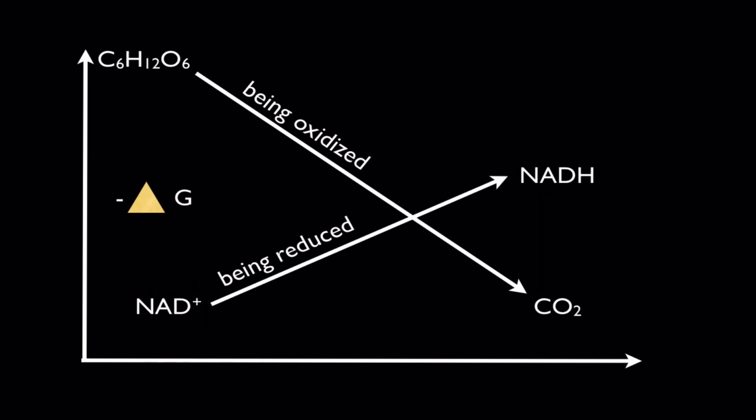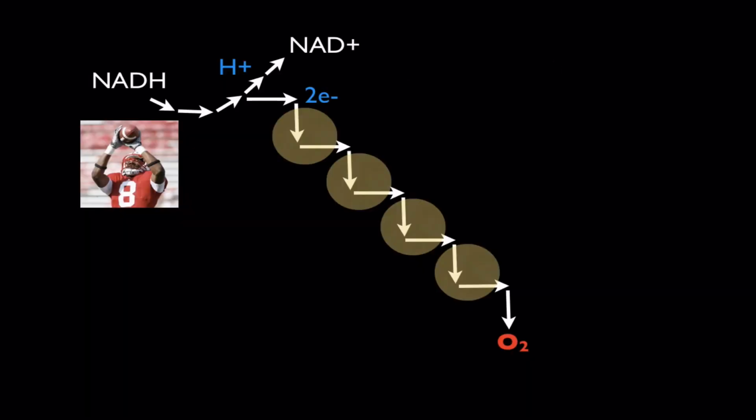Now, remember, the second law means there's always going to be an inequality here. The free energy difference between glucose and the NADH you make is pretty great, and that's the energy that's being lost as heat. It's never a complete transfer, or a completely equal transfer. So what happens to the NADH?